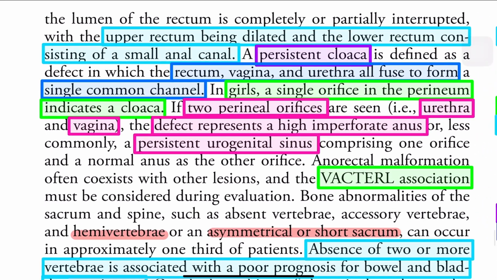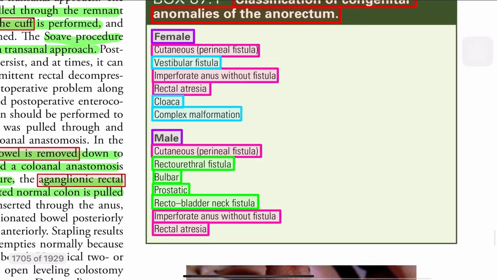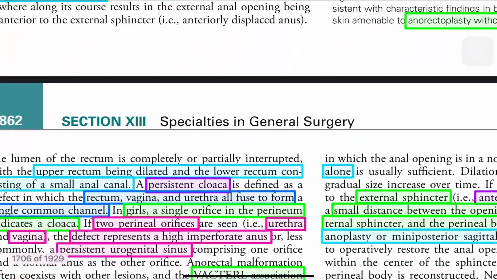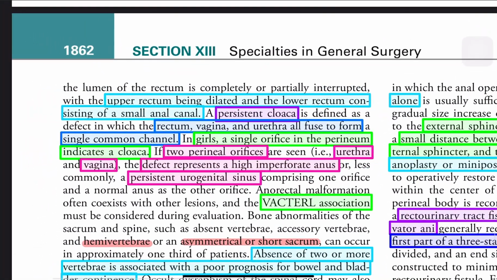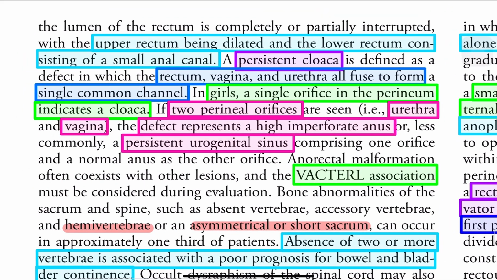Now come to the upper rectum being dilated and lower rectum consists of small anal canal. In this condition, you will see the upper rectum being dilated and lower rectum consists of small anal canal.